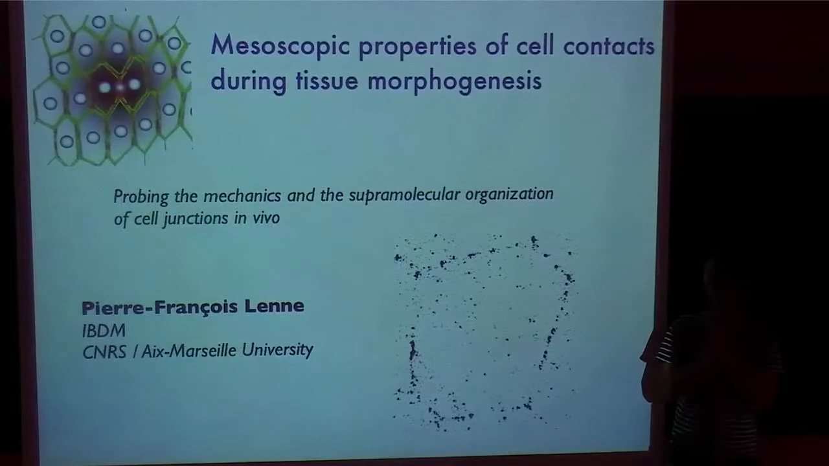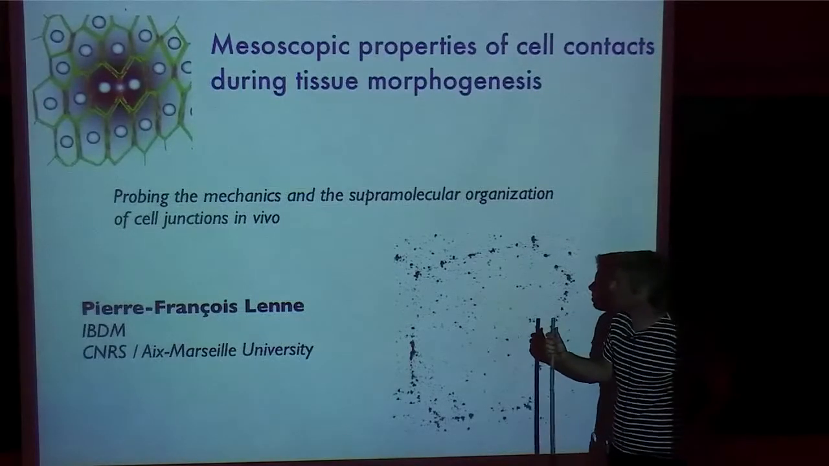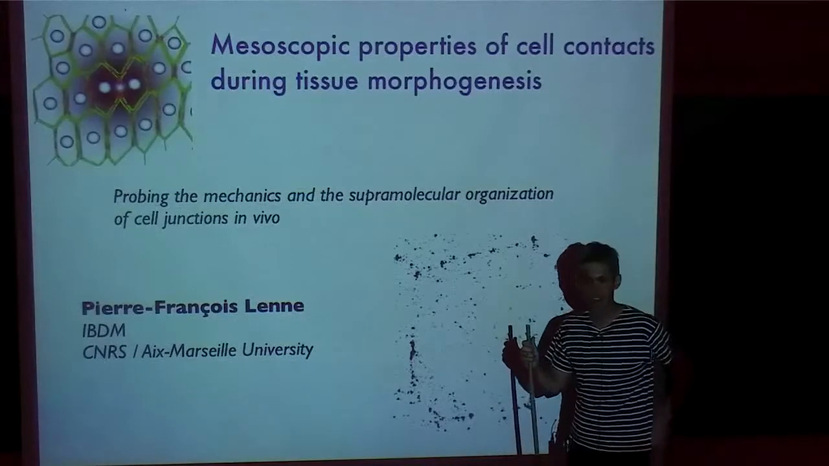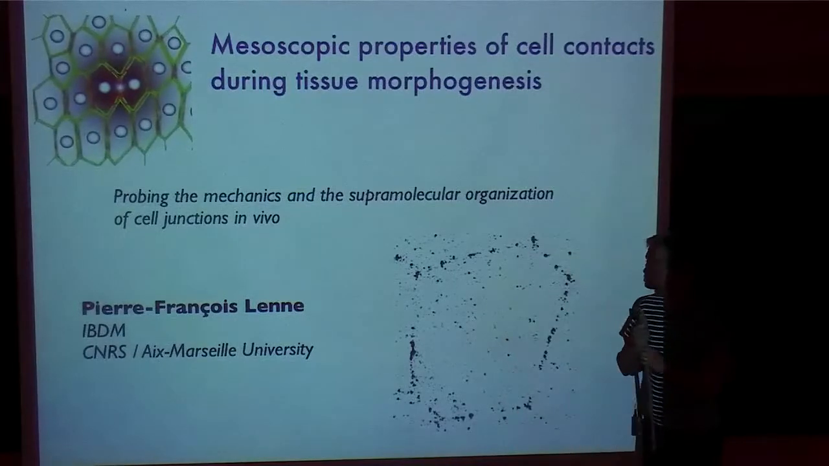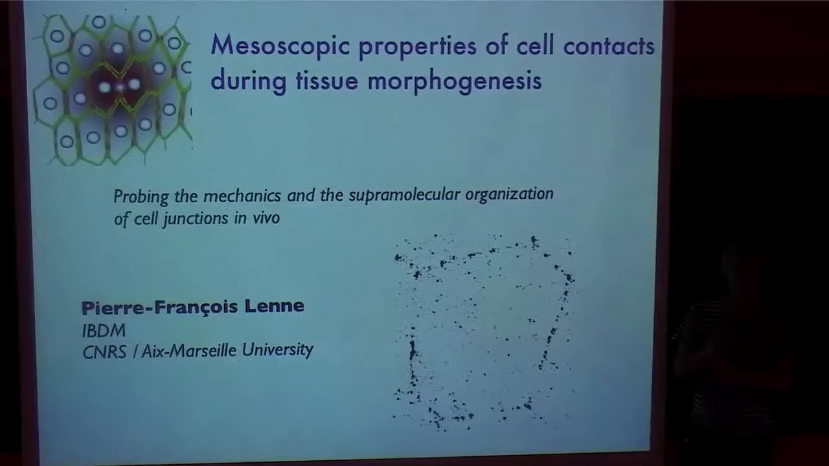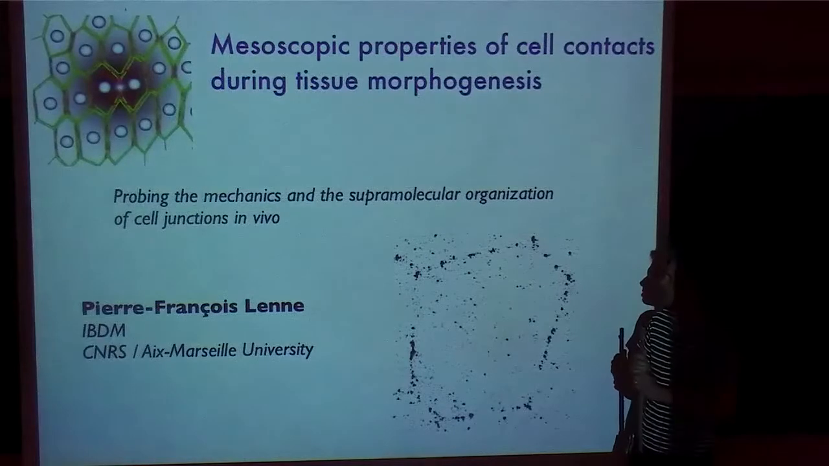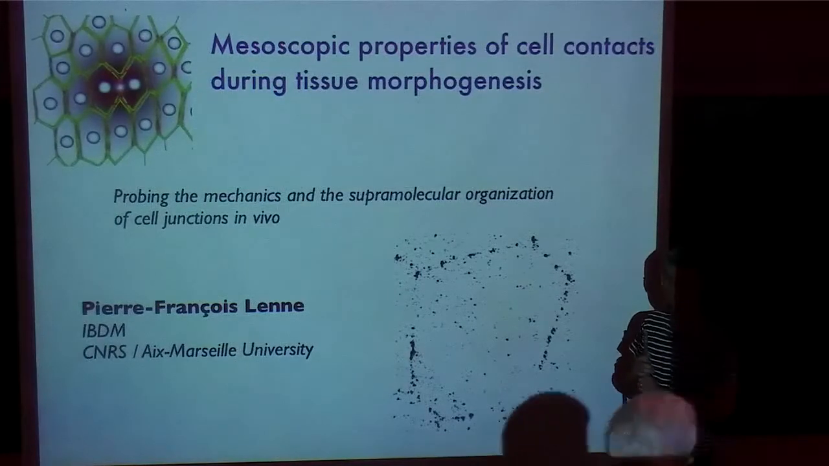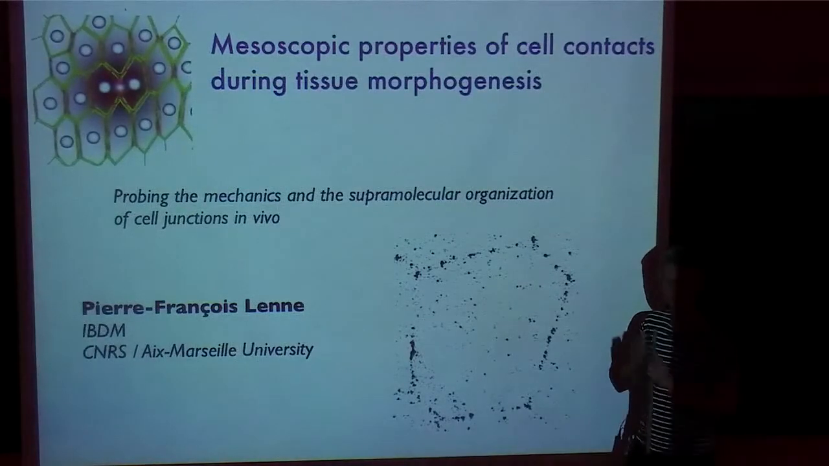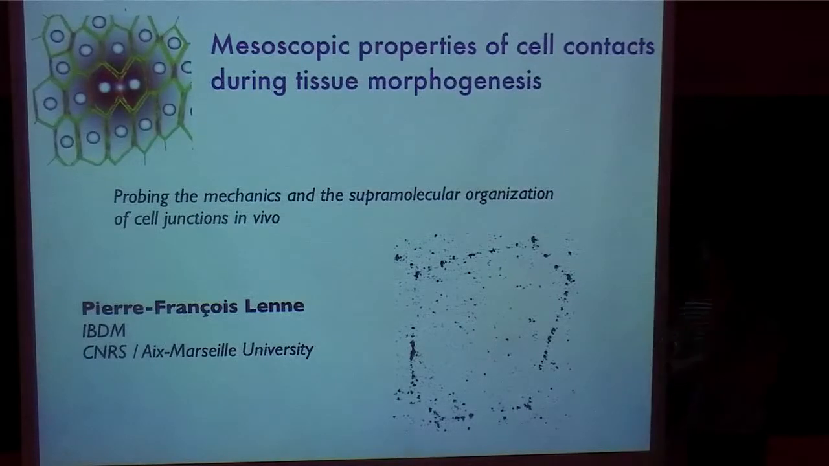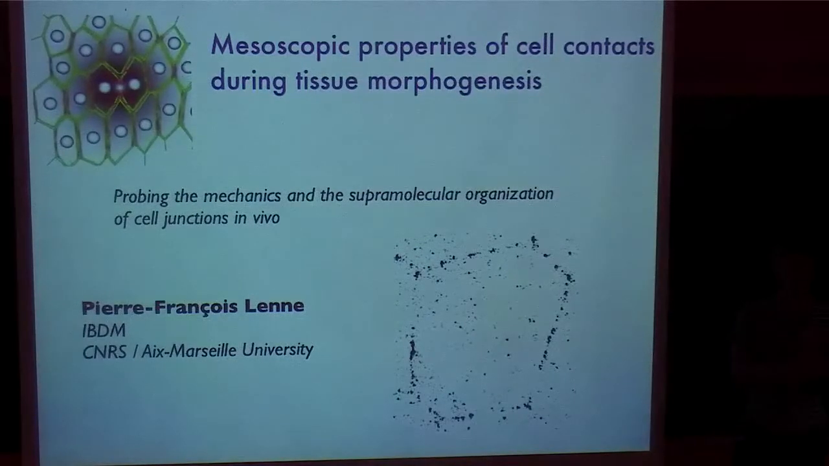Okay, so what I would like to discuss today is two aspects of tissue morphogenesis. The first one is how forces are produced at the subcellular level to drive cell shape changes and yield microscopic tissue changes during morphogenesis. And second, how the adherens junctions are organized. And these two aspects, I think, are important to understand cell behaviors during tissue morphogenesis.